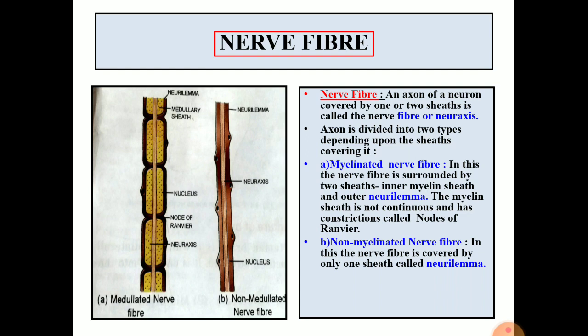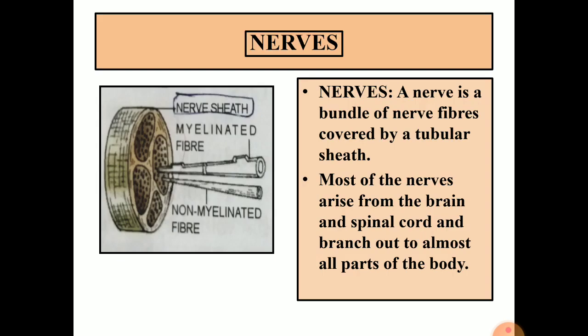Non-myelinated nerve fiber, you can see the second one is the non-myelinated nerve fiber. In this nerve fiber, there is no covering. The first covering, or the myelin sheath, is not present. There is only one sheath, and that is the neurolemma. Okay?